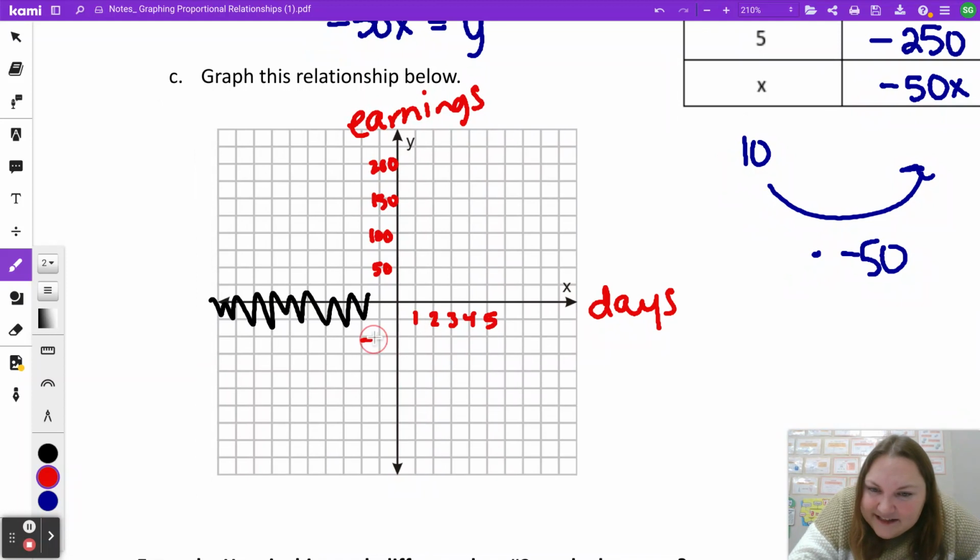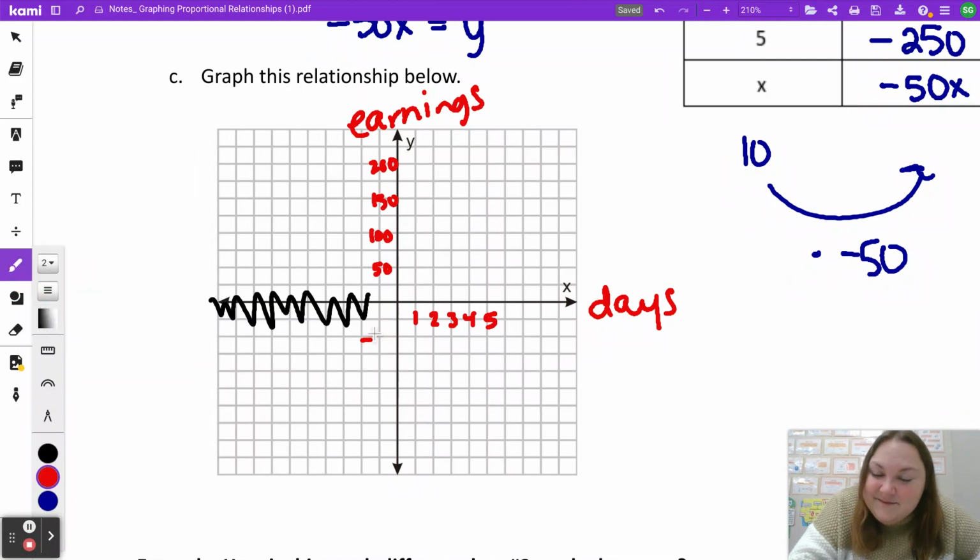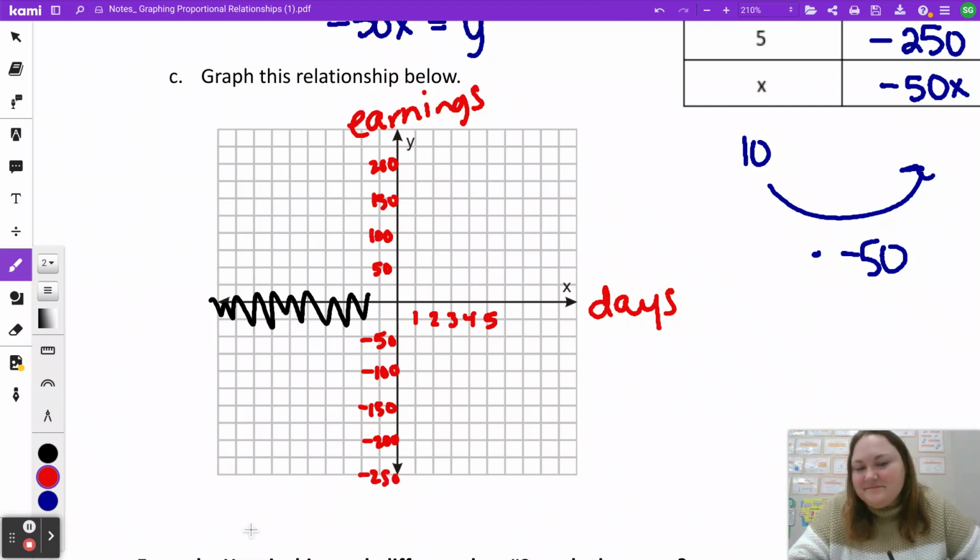So I'm going to go ahead and label this as negative 100. I'm sorry, negative 50. It has to be negative 50 because we have to count by the same thing the whole time. So I can't change the way I'm counting. Negative 100, negative 150, negative 200, and negative 250 like that.